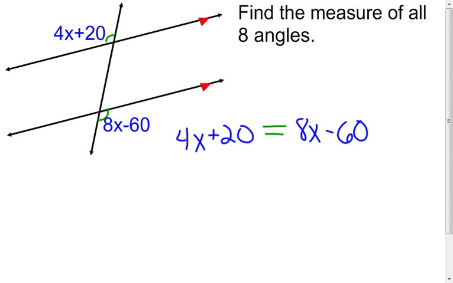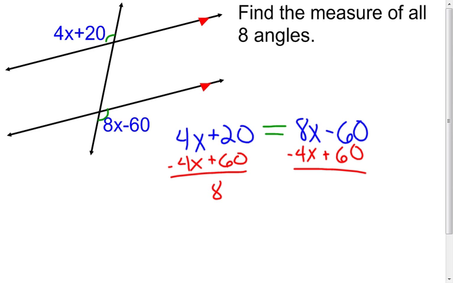Let me add 60 to both sides, because then I can work with positive numbers. Then I'm going to subtract 4x from both sides, because now my equation is going to tell me that 80 equals 4x. Divide both sides by 4, and I just found out that x is 20. Well, now it's just a matter of plugging it in.